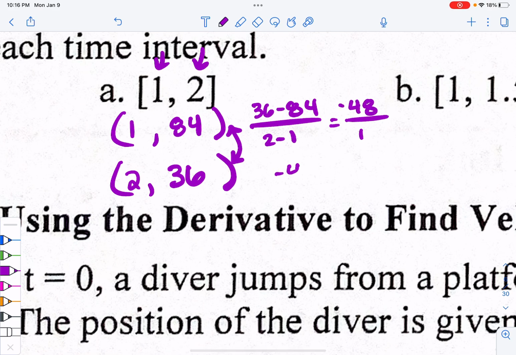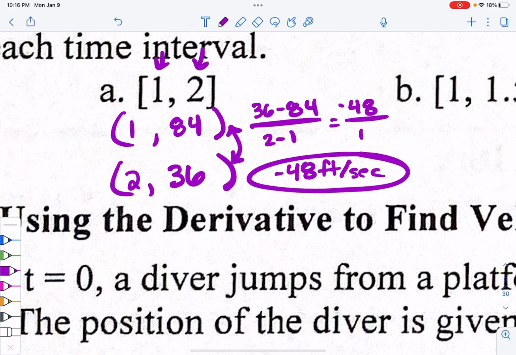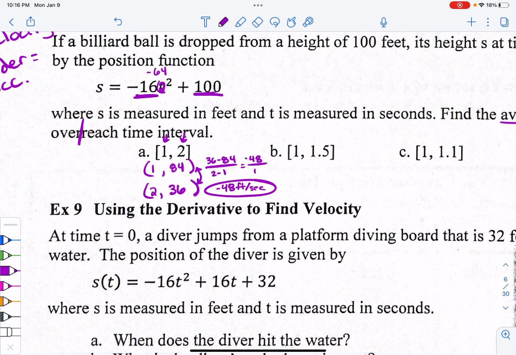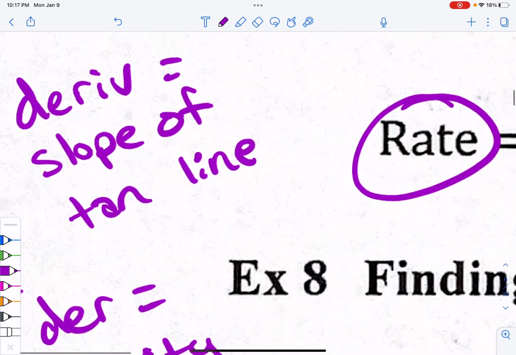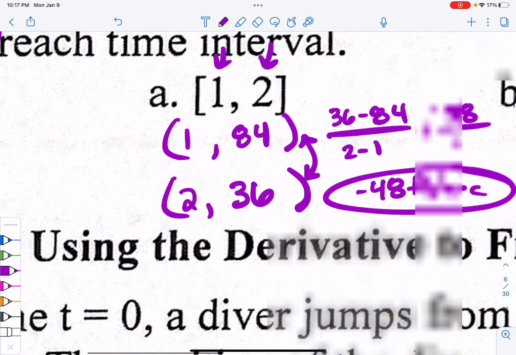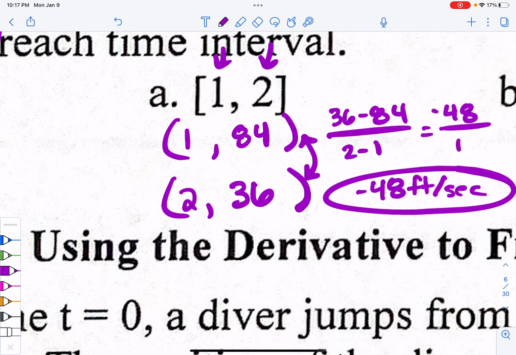So it's going negative 48 feet per second, okay? Now, we did not have to use a derivative on that because we were looking at the time interval from 1 second to 2 seconds, okay? A derivative is going to give me an instantaneous rate of change, like what is the velocity at 1 second exactly. I'm talking about the average rate of change over a time period. So that's how I get away with not having to do derivative and just having to do slope.